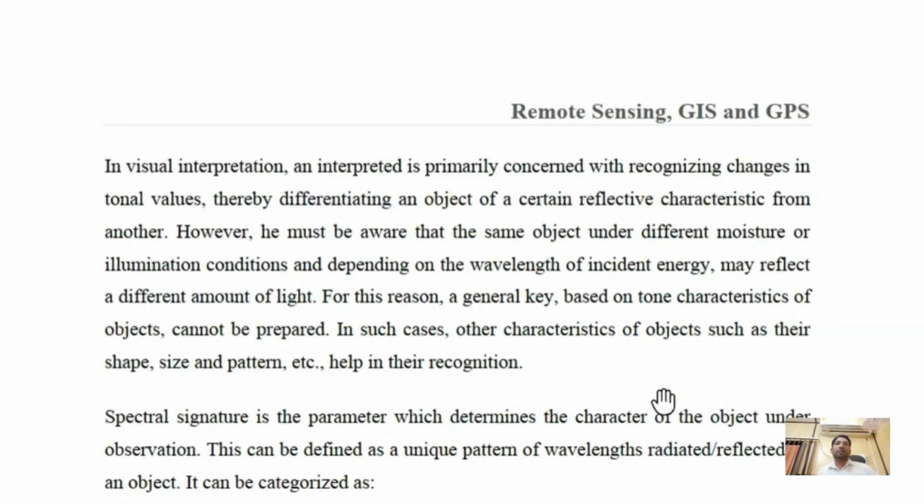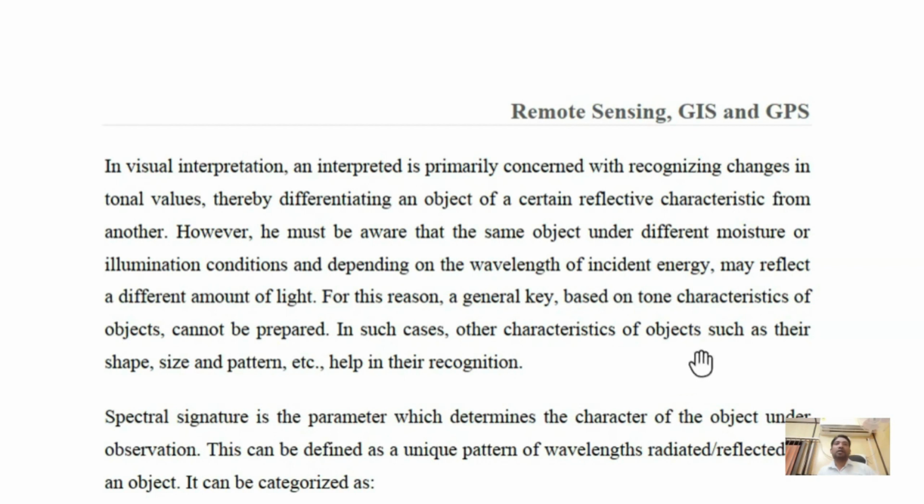In visual interpretation, the interpreter is primarily concerned with recognizing changes in tonal values, thereby differentiating one object of a certain reflective characteristic from another. However, he must be aware that the same object under different moisture or illumination conditions, and depending on the wavelength of incident energy, may reflect a different amount of light. For this reason, a general key based on tone characteristics of objects cannot be prepared. In such cases, other characteristics of objects such as their shape, size and pattern etc.